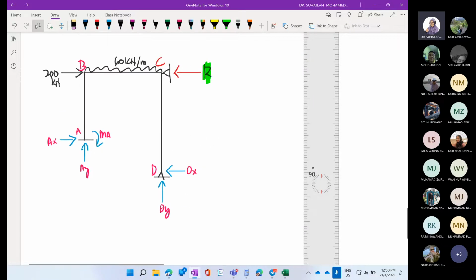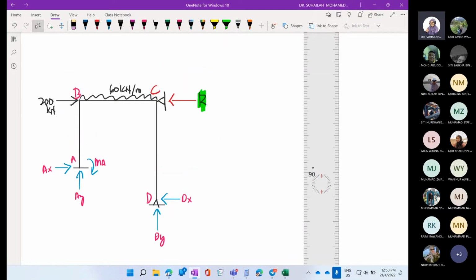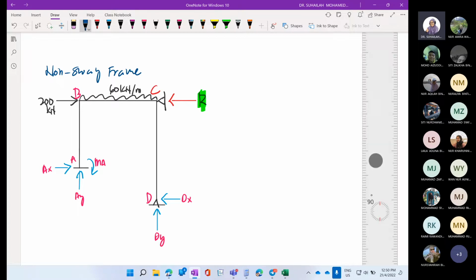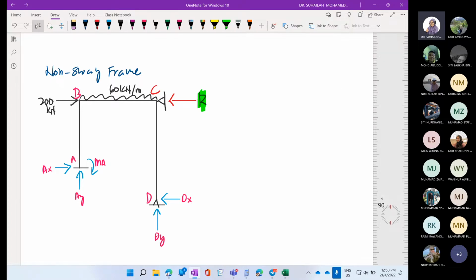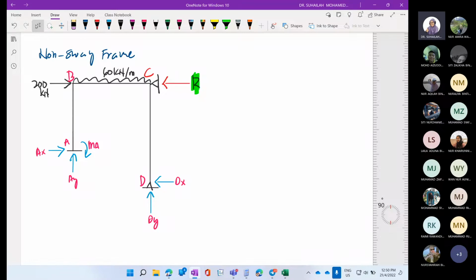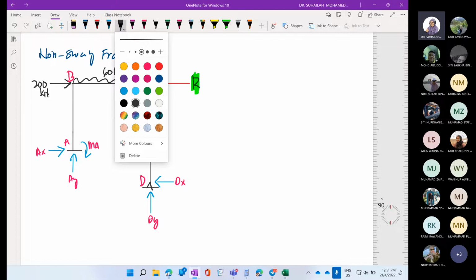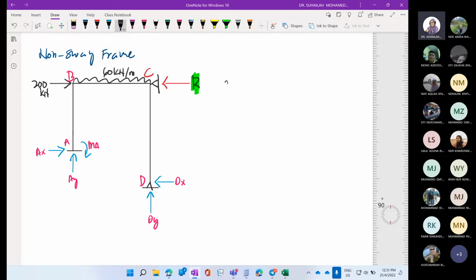Okay, by analyzing this, this is a non-sway frame. This is a non-sway frame, a properly restrained frame. So what we need to do is, number 1, write the shear equation. Okay, write shear equation number 1. We have to write the shear equation.